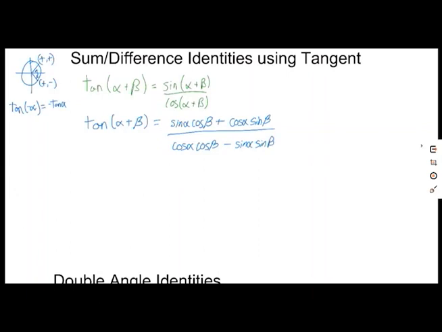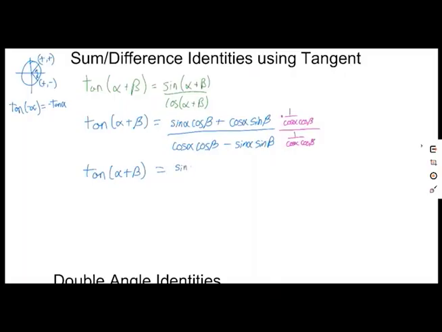Okay, so what I'm going to do now is I'm going to divide both the numerator and the denominator by cos alpha cos beta. And I'm doing that, I'm still really multiplying by 1. It's just that the thing that I'm multiplying by is 1 over cos alpha cos beta. And I can see that when I multiply that first term in the denominator, I'm going to get something to cancel for me.